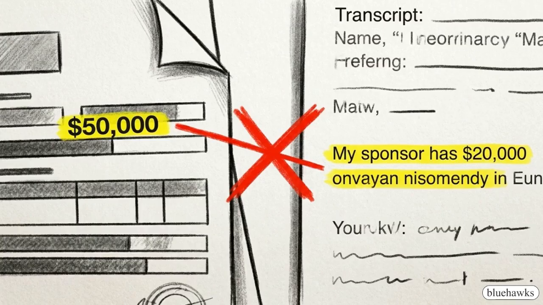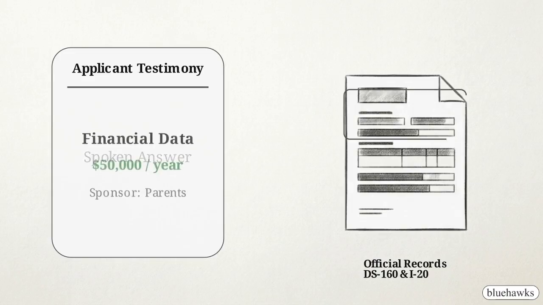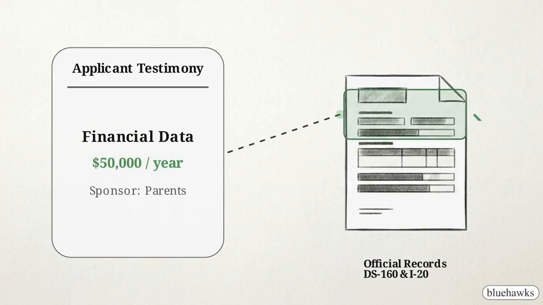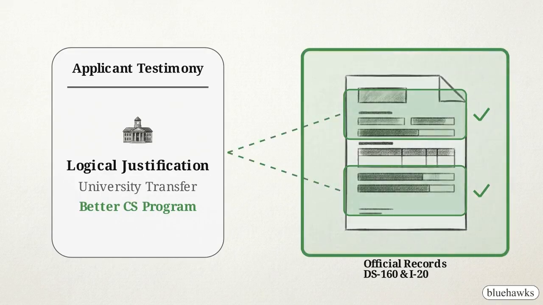The fastest way to trigger a rejection is creating a discrepancy between what you say and what you filed. Your spoken answers must perfectly align with your paperwork. Cross-reference your drafted financial bullet points against the exact funding data on your DS-160 and I-20. If you changed universities, ensure your logical justification matches the updated institutional data on your forms.